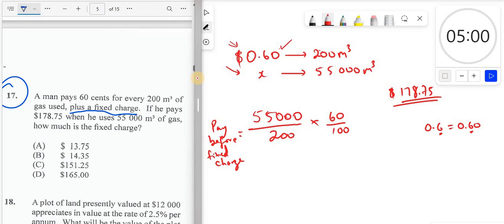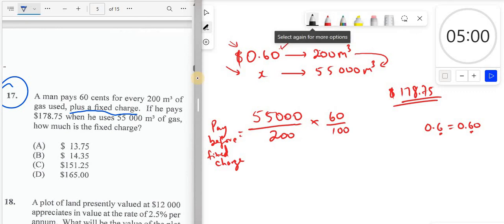So how many 200 meter cube are we going to have? That's where we're dividing, to see how many times 200 meter cube can enter 55,000. And when we get that amount, every one of them will be multiplied by 60 cents. So we just simply multiply by the 60 cents here. Now when we calculate that, what amount do we get? Which is very easy here.